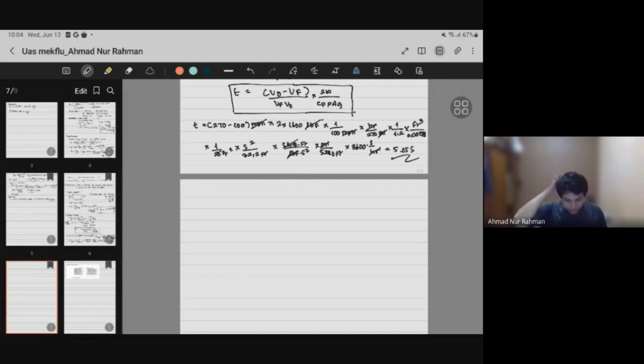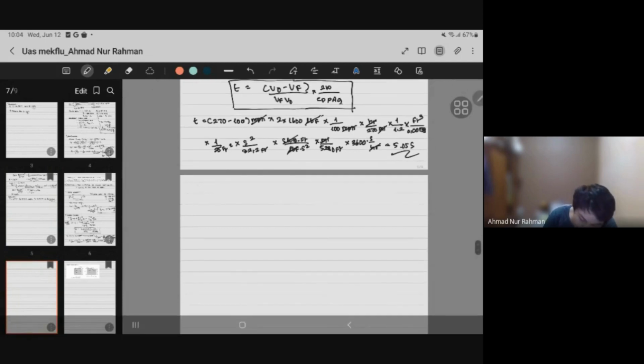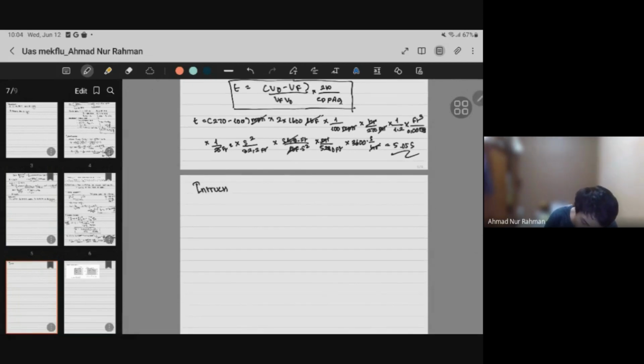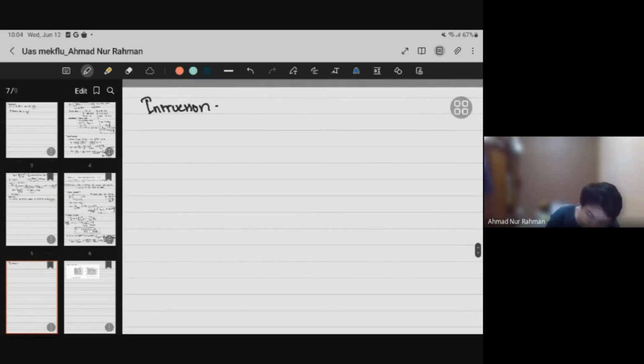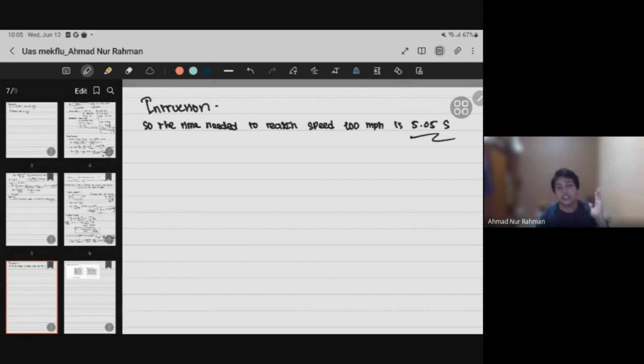So we begin to assume that the time is 5.05. So we find it. The time needed to reach speed 100 miles per hour is 5.05 seconds. This is the result.